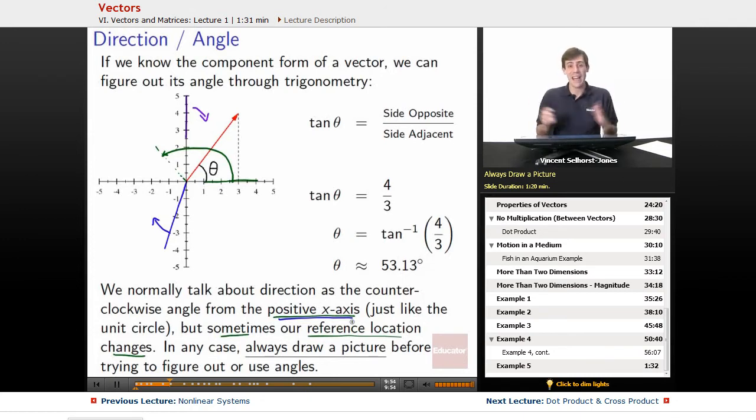This means in any case, whatever you're dealing with, I recommend always draw a picture, because that's going to give you a way to be able to see what's going on. So draw a picture before you try to figure out or use angles. It will help you get a sense of what's going on and really help clarify things.